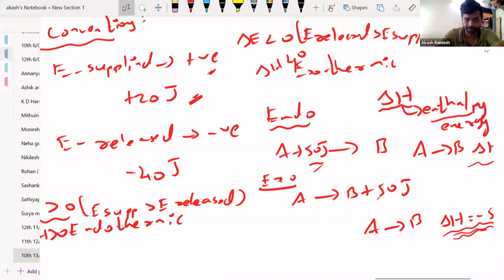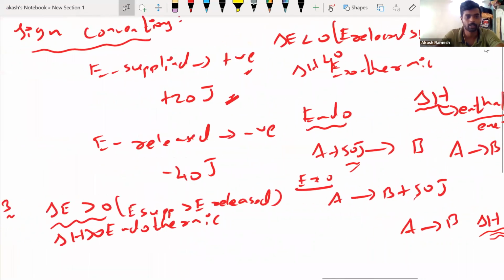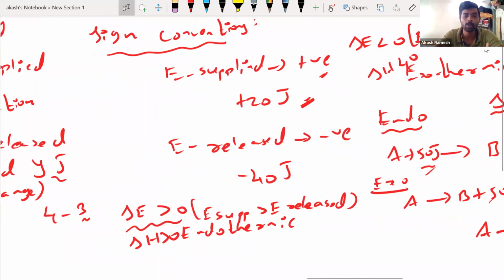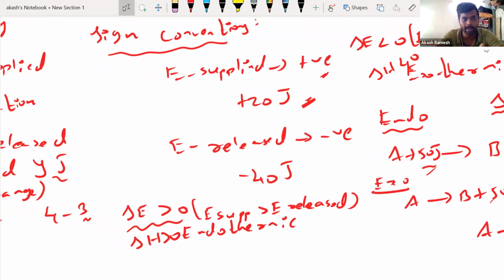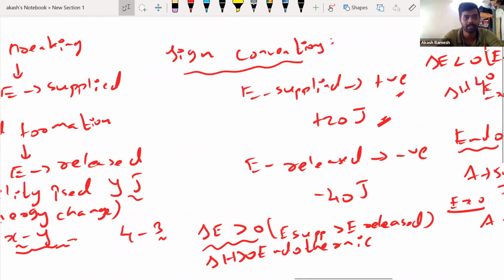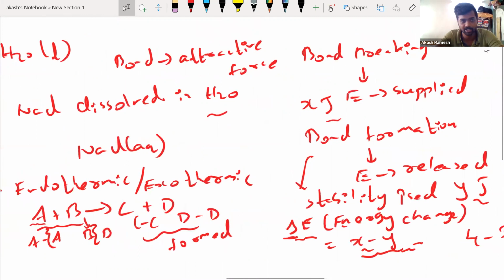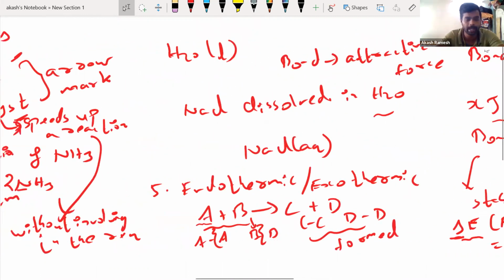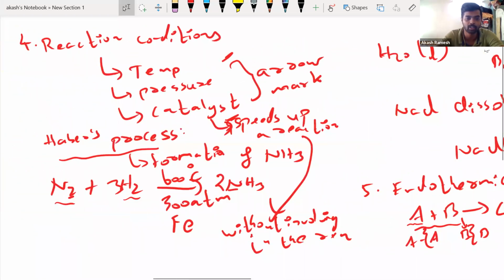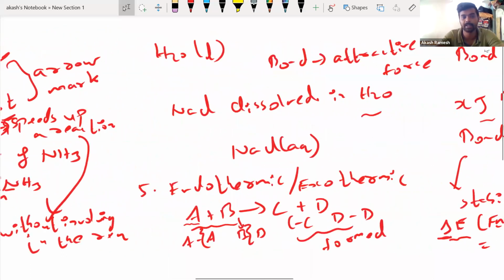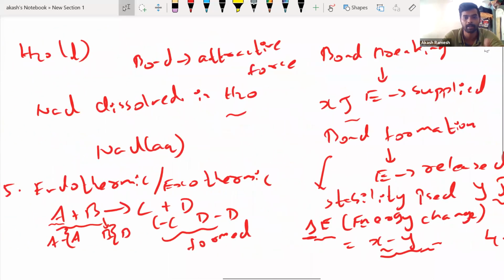We continue. So we saw upward arrow, downward arrow, solid, liquid, gas. Before that we saw reaction conditions: temperature, pressure, catalyst. How do we include them in the arrow mark? You have to include them. And lastly, we saw how to represent an endothermic or exothermic chemical reaction.